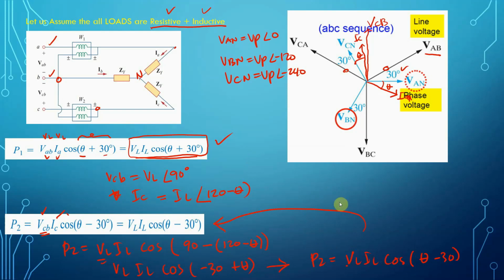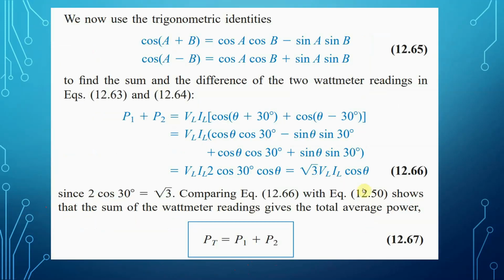So, let us add together. What did we say? We say P1 plus P2 will give us P total, right? So, let's go to the next slide. Okay, we know from trigonometry that cosine of A plus B is equal to cosine A cosine B minus sine A sine B. And cosine of A minus B is equal to cosine A cosine B plus sine A sine B. So, we will substitute this in our equation.